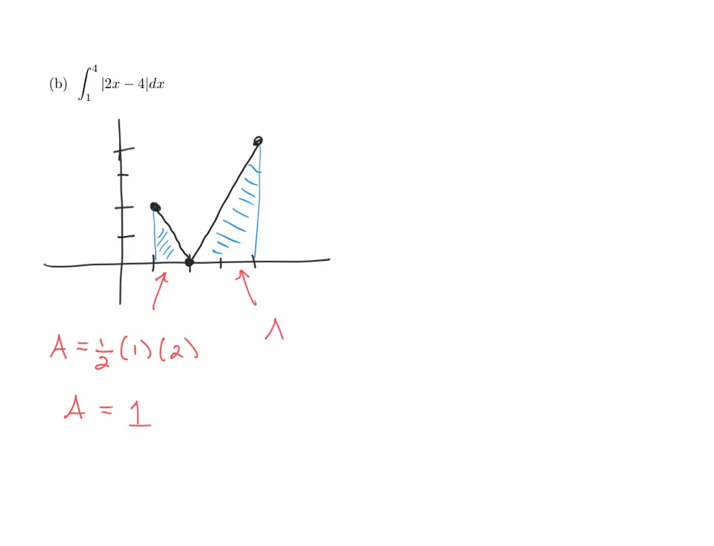Over here, the area, again, it's a triangle. It's 1/2 the base, which is 2, and the height, which is 4. And this area is equal to 4. That means this definite integral is the sum of these two areas, 1 and 4. So this whole thing is going to be 1 plus 4, and that's equal to 5.